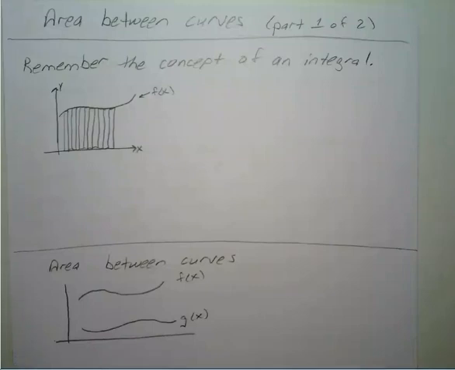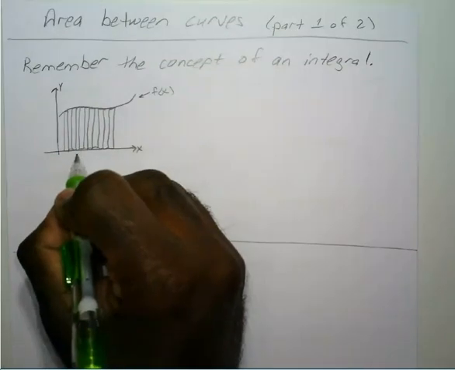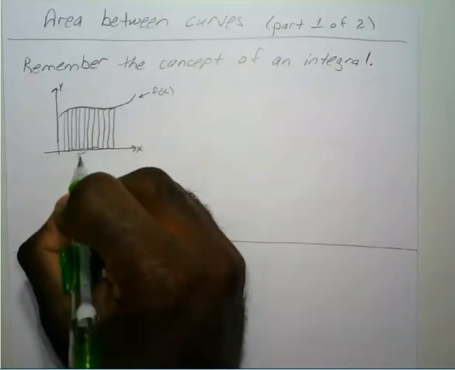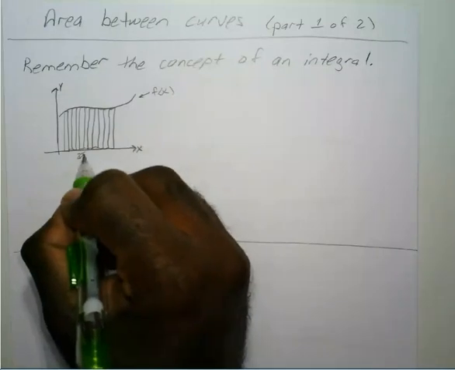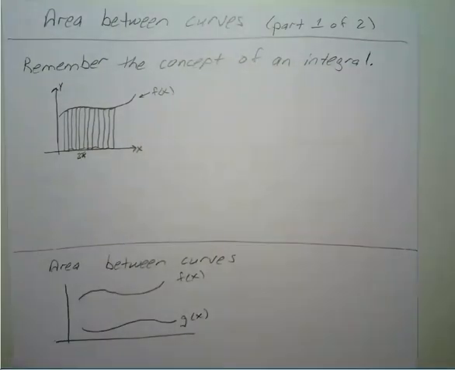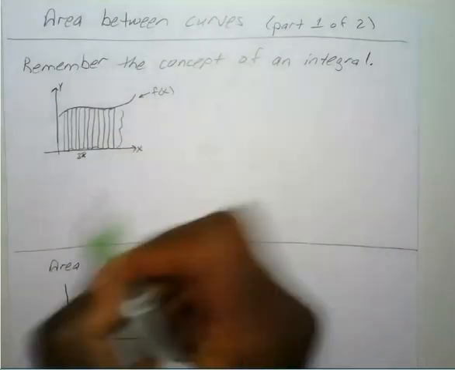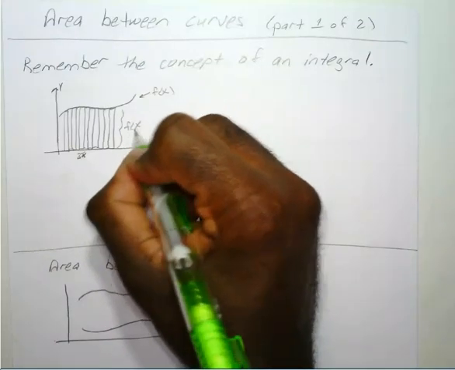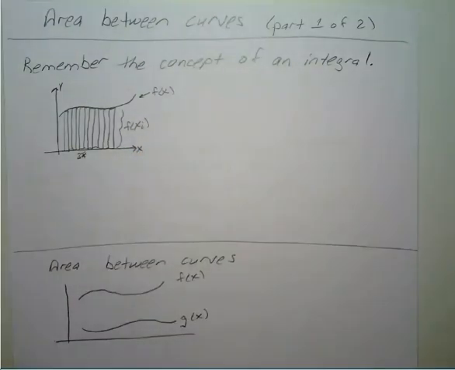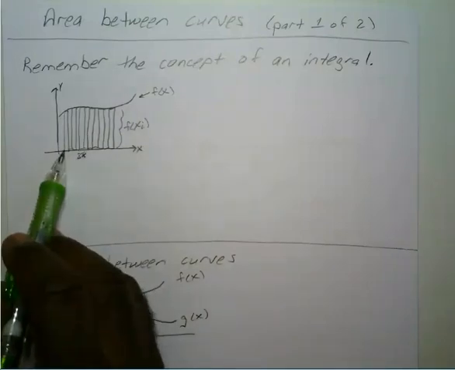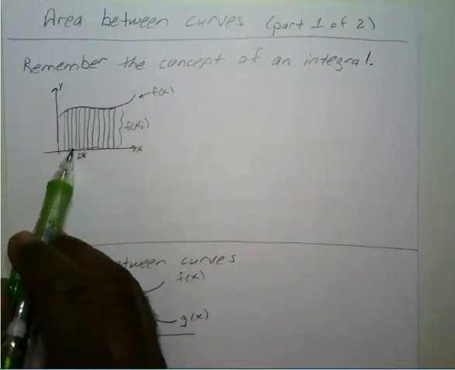Now let's assume that the rectangles were drawn by someone with a steadier hand than mine. If that's the case, then every single rectangle would have a width that we will call delta x. And each rectangle would have its own height that we will call f of x sub i. This one may be f of x sub 1, this rectangle f of x sub 2, this rectangle f of x sub 3.